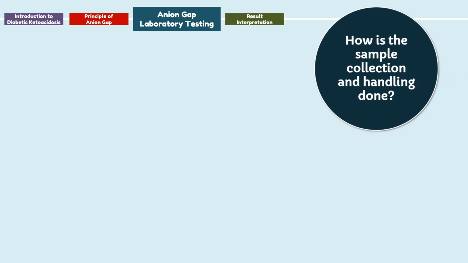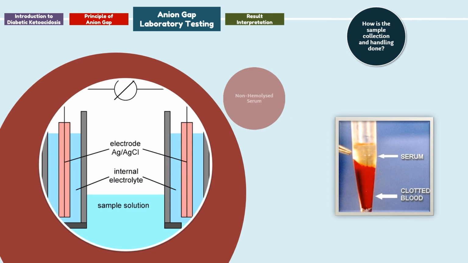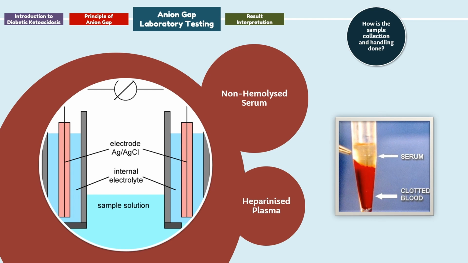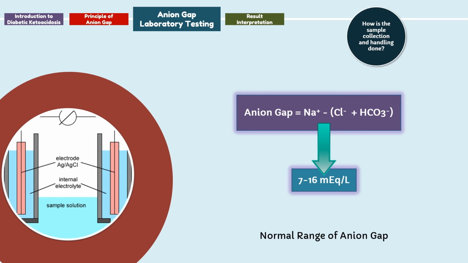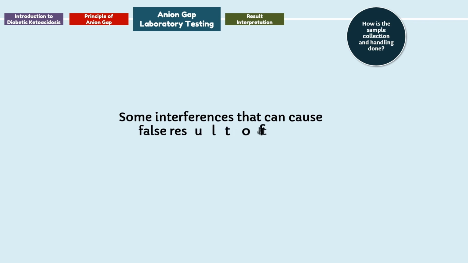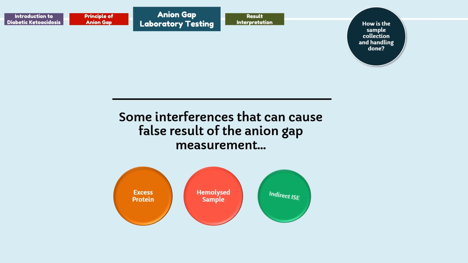Next, how are sample collection and handling done? In DKA cases, a patient sample such as non-hemolyzed serum or heparinized plasma is used in the ISE procedure. This equation is used to find the anion gap, which technically should be between 7 to 16 milliequivalent per liter. There are some interferences that can cause a false result of the anion gap.